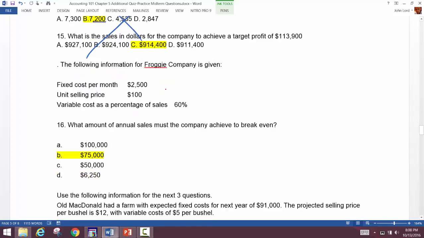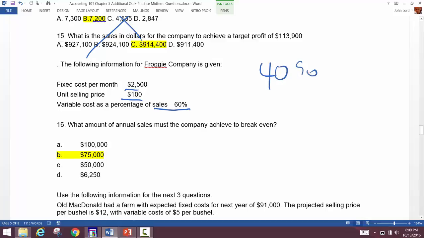Okay, this one I do want to do. Froggy Company. Okay, now what's happening here? They tell me that Froggy Company is giving you the following information. Fixed cost per month, $2,500. Unit selling price is $100, and my variable cost percentage is 60%. If my variable cost percentage is 60%, then what's my contribution margin? Good. Contribution margin is 40%, right? And they want the what? Annual sales to break even.